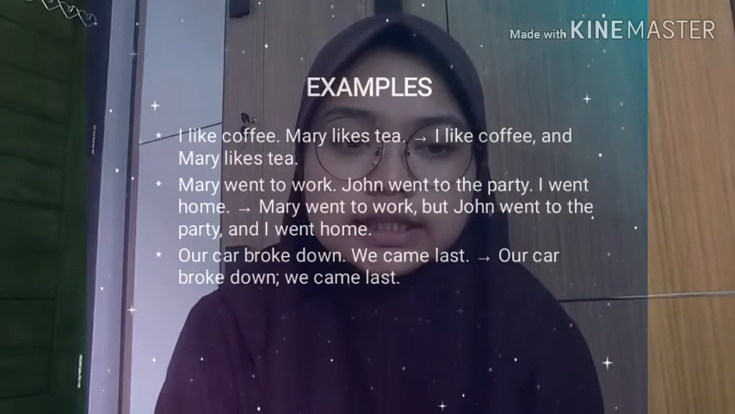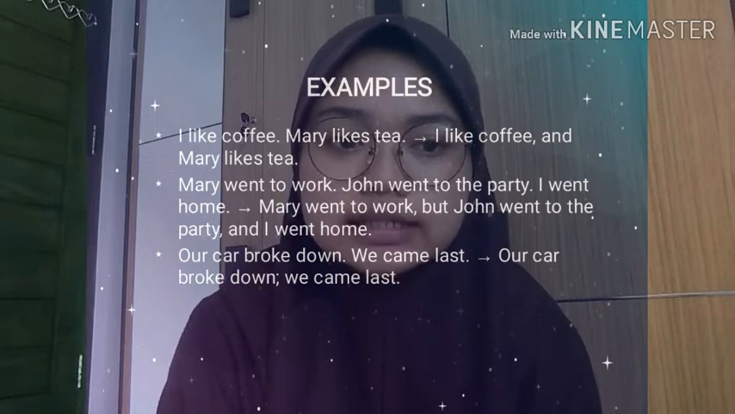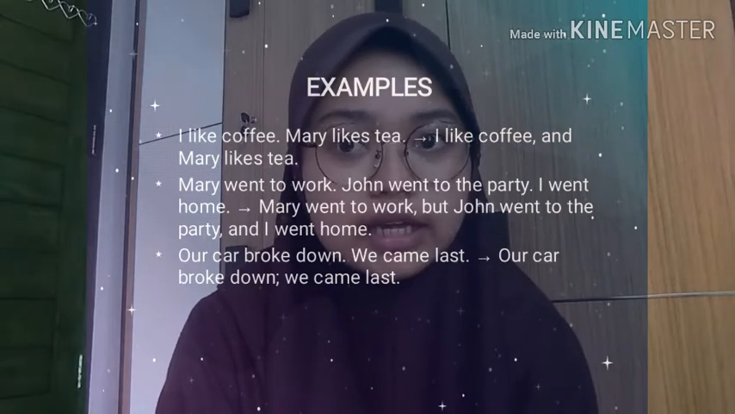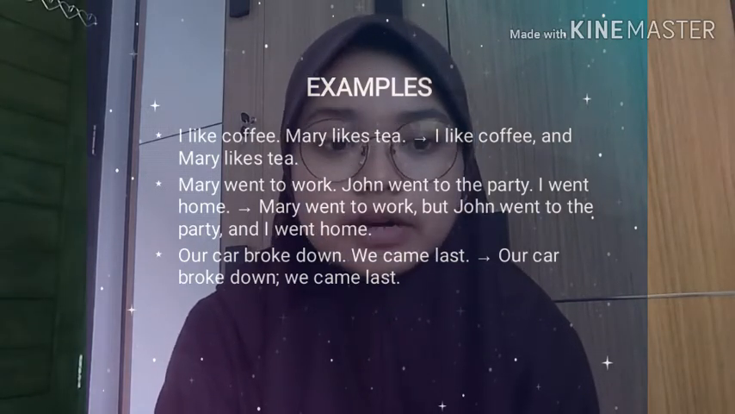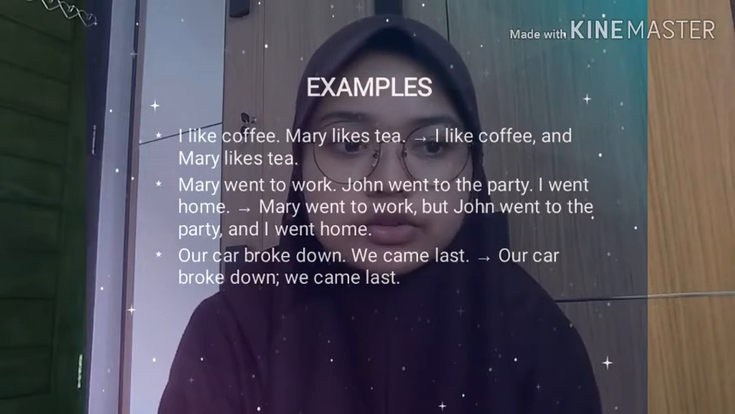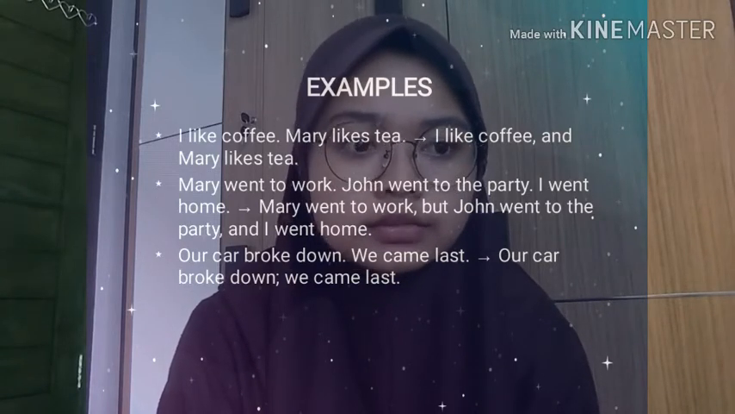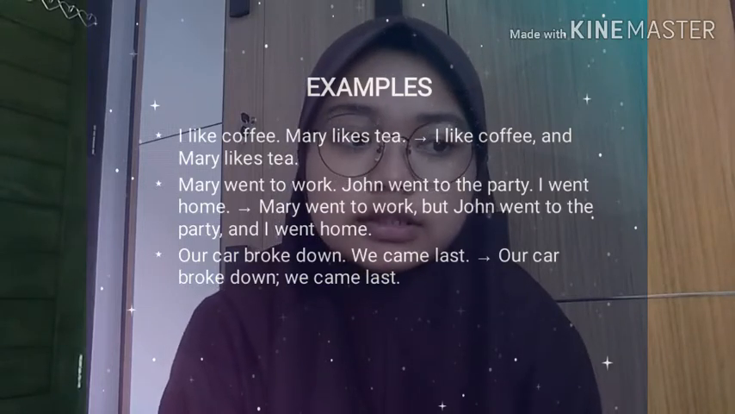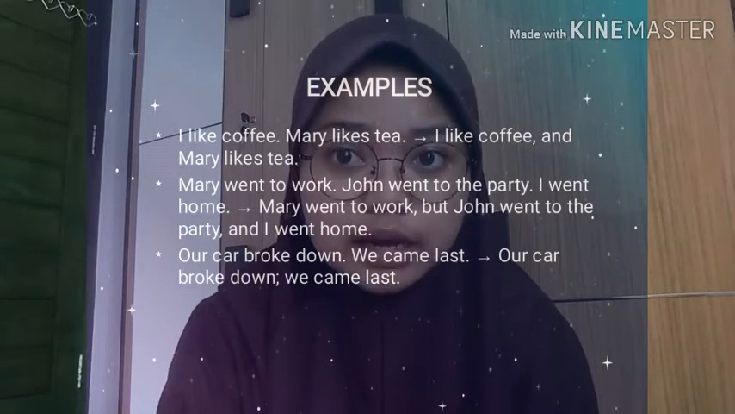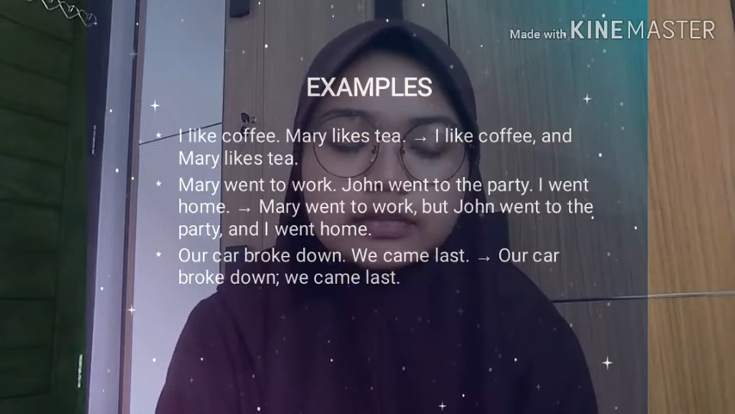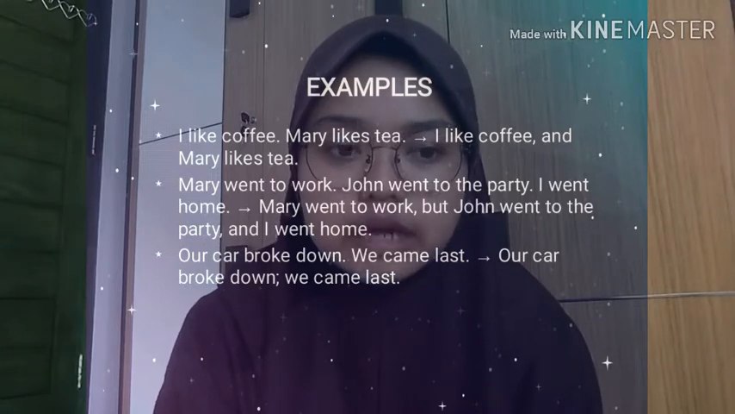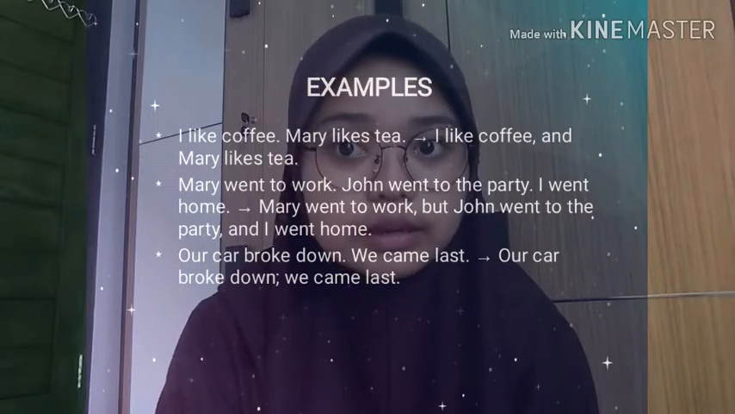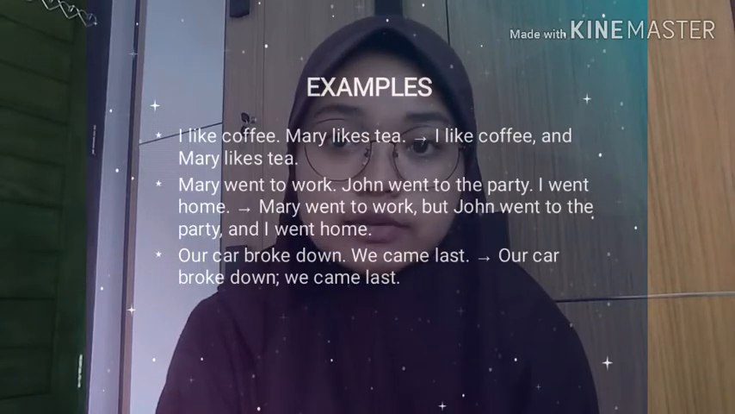For example, I like coffee. Mary likes tea. Become: I like coffee, and Mary likes tea. Mary went to work. John went to the party. I went home. Become: Mary went to work, but John went to the party, and I went home. Our car broke down. We came last. Become: our car broke down; we came last.